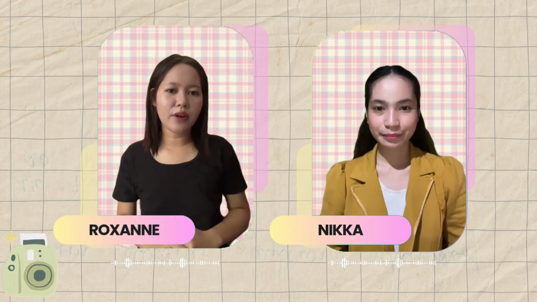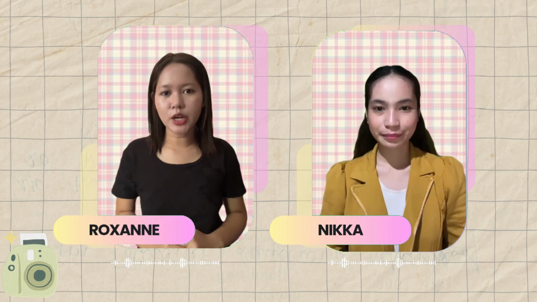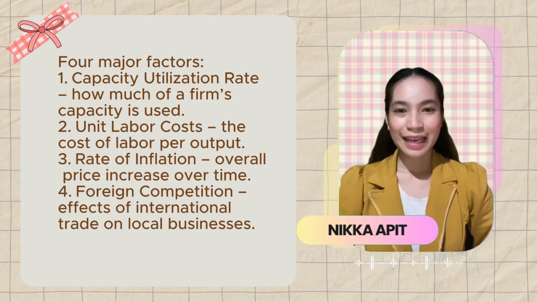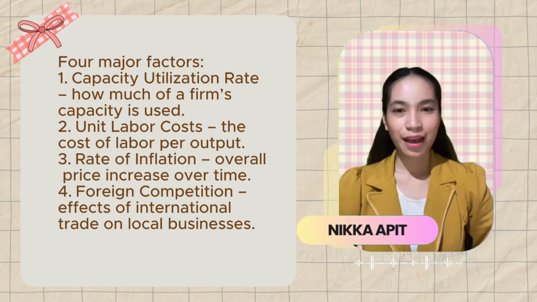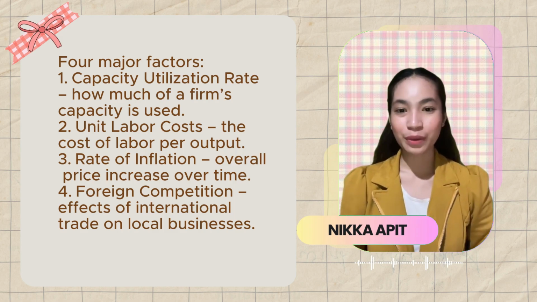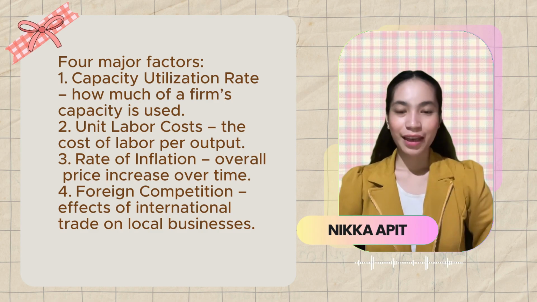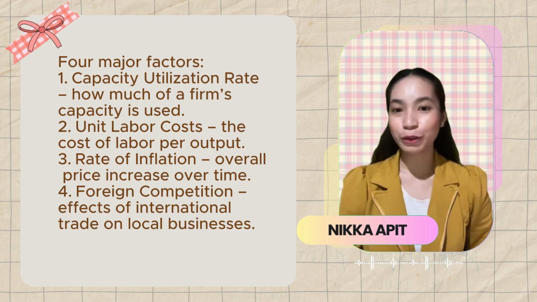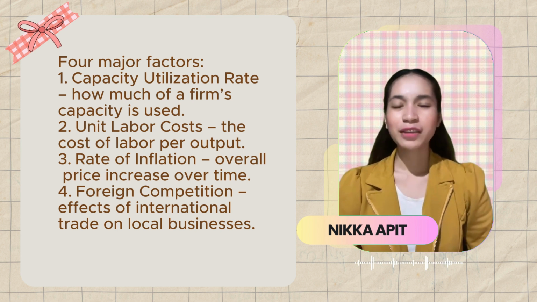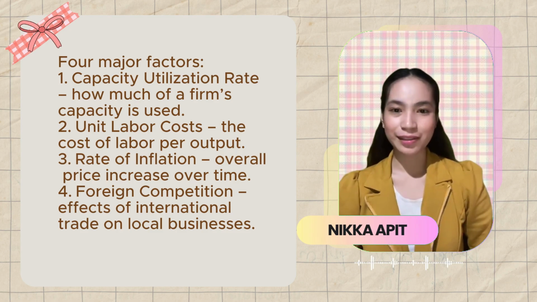And what factors affect aggregate operating profit margins? Four major factors. Number one, capacity utilization rate. How much of a firm's capacity is used? Number two, unit labor cost. The cost of labor per output. Number three, rate of inflation. Overall price increase over time. Number four, foreign competition. Effects of international trade on local businesses.